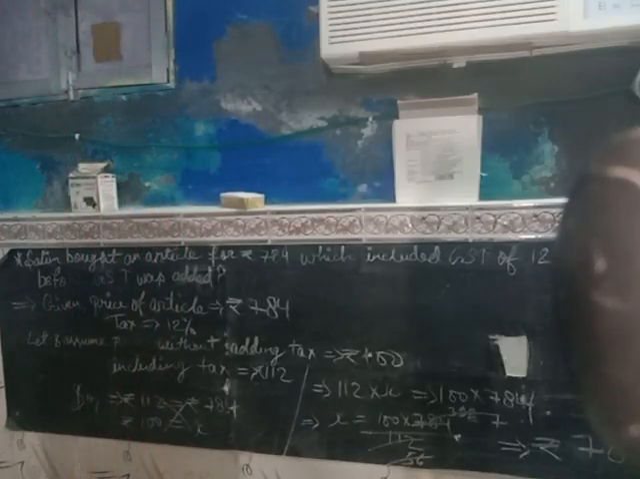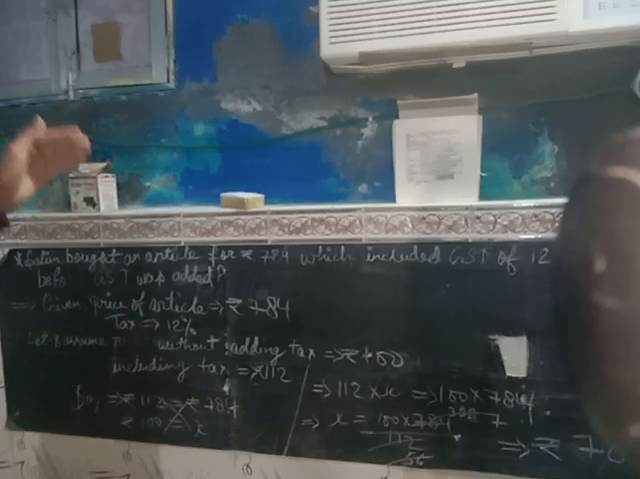So the answer to the question I did: given the price of the article is 784 rupees, and the tax of 12% is included in 784 rupees. So I assume the price without adding tax is 100 rupees, and when I include 12% in 100 rupees, it is 112 rupees. So I can say 112 rupees is equal to 784 and 100 rupees is equal to x. So when I did cross multiplication, the answer comes to 700 rupees. So the price of the article without including GST tax is 700 rupees.